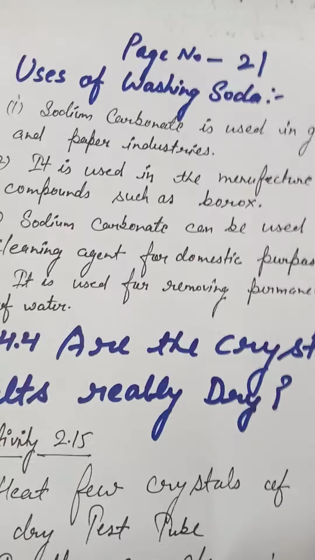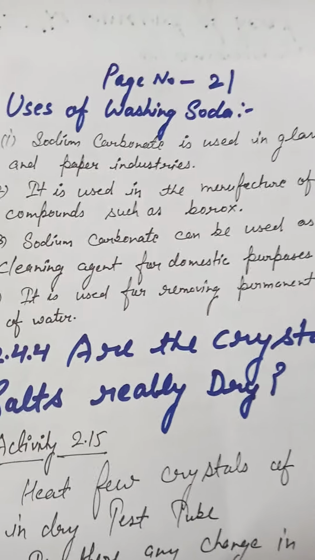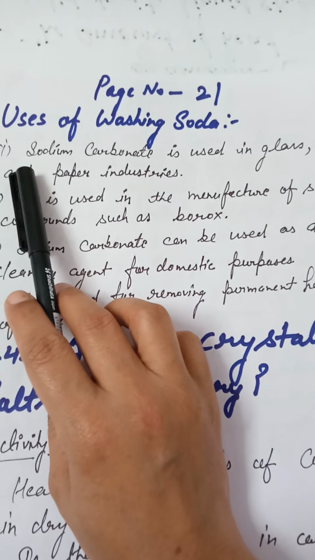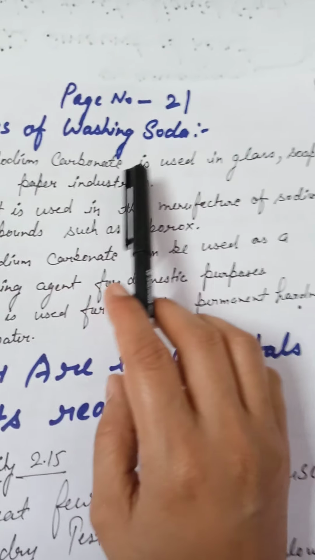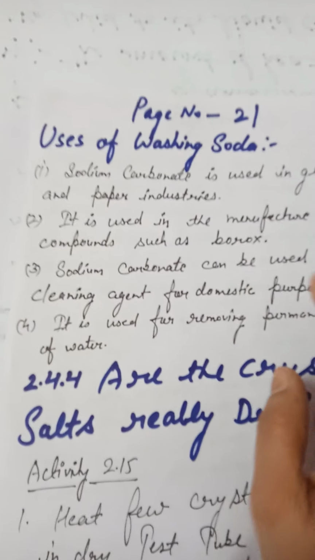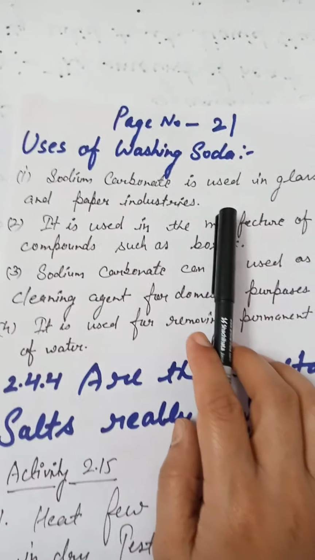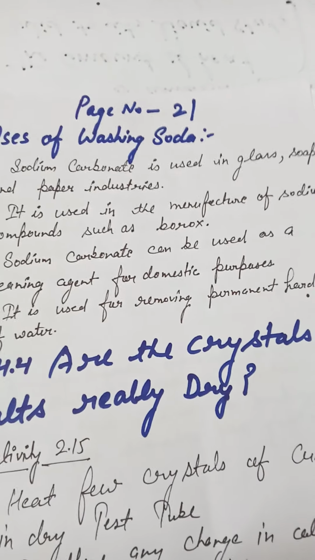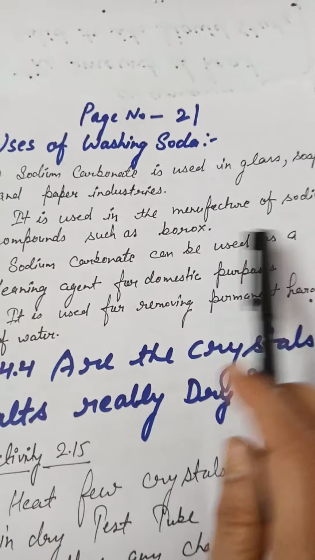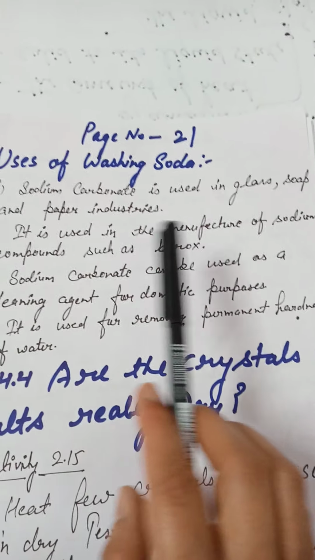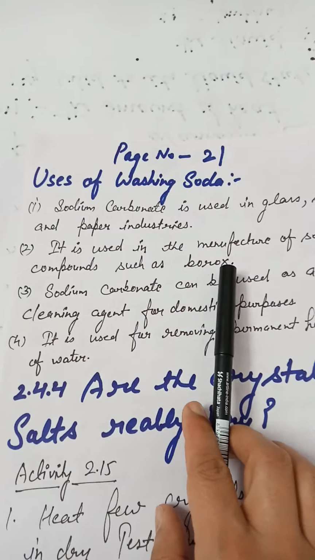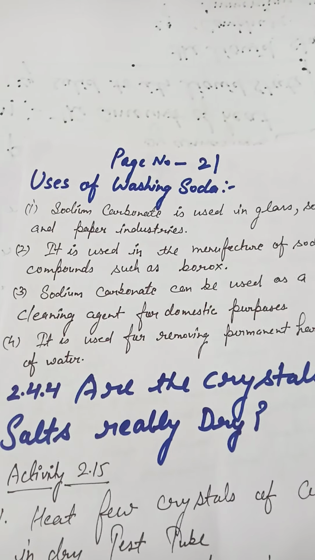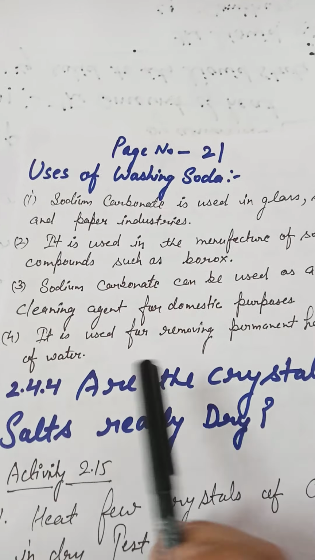And where do we use washing soda? You all know where we use washing soda. The first use of sodium carbonate is in glass, soap and paper industries. It is used in the manufacturing of sodium compounds such as borax. Borax is a form of glass also.